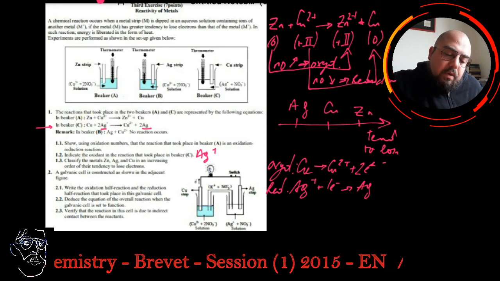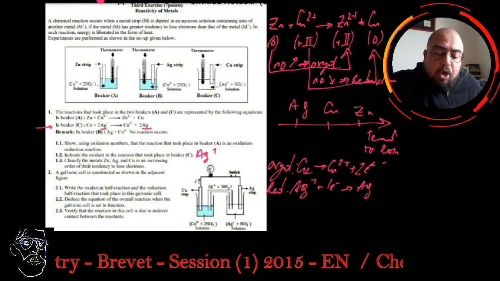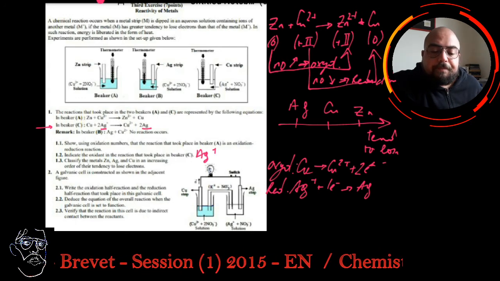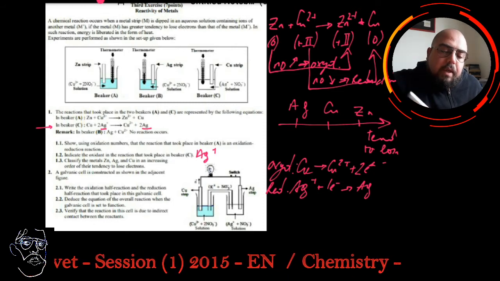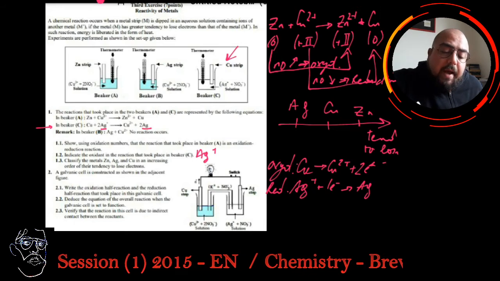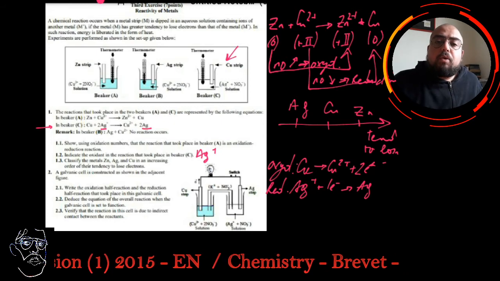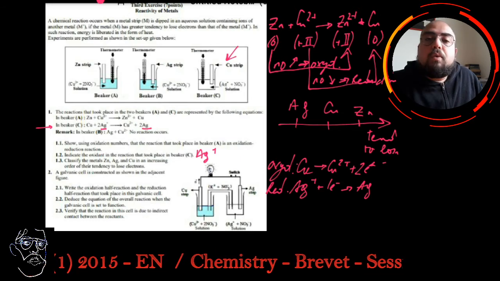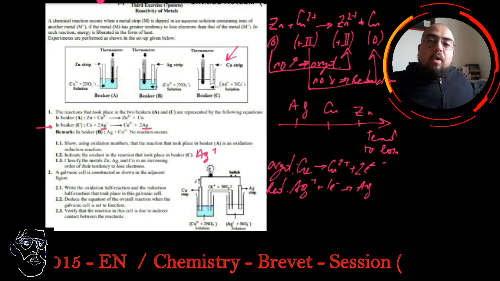Verify that the reaction of this cell is due to indirect contact between reactants. So in this galvanic cell, we do not have a strip of Cu dipped in Ag+, just like the case of beaker C. This is a direct contact between reactants. As for our galvanic cell, it's indirect, since it is linked by a salt bridge. That's why I can say that it's an indirect way of having this oxidation-reduction reaction. That was all for this exercise.